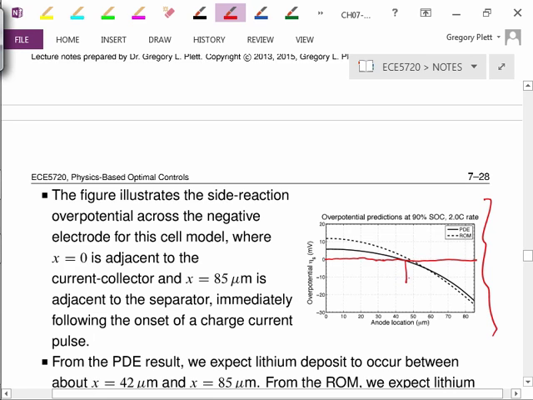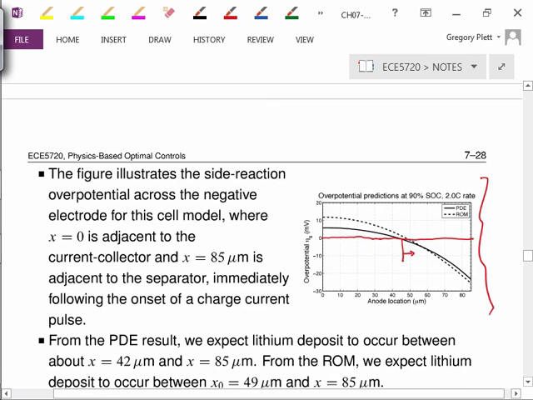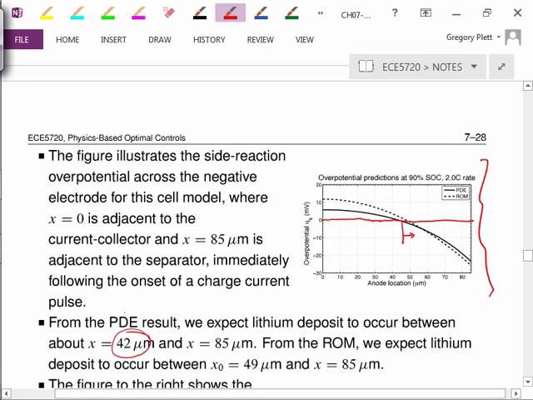So the full order model says lithium plating happens between about, I guess we have it here, 42 microns and 85 microns, the width of the anode. And the reduced order model says instead that lithium plating happens between about 49 microns and 85 microns. So they're similar, but they're not exactly the same.